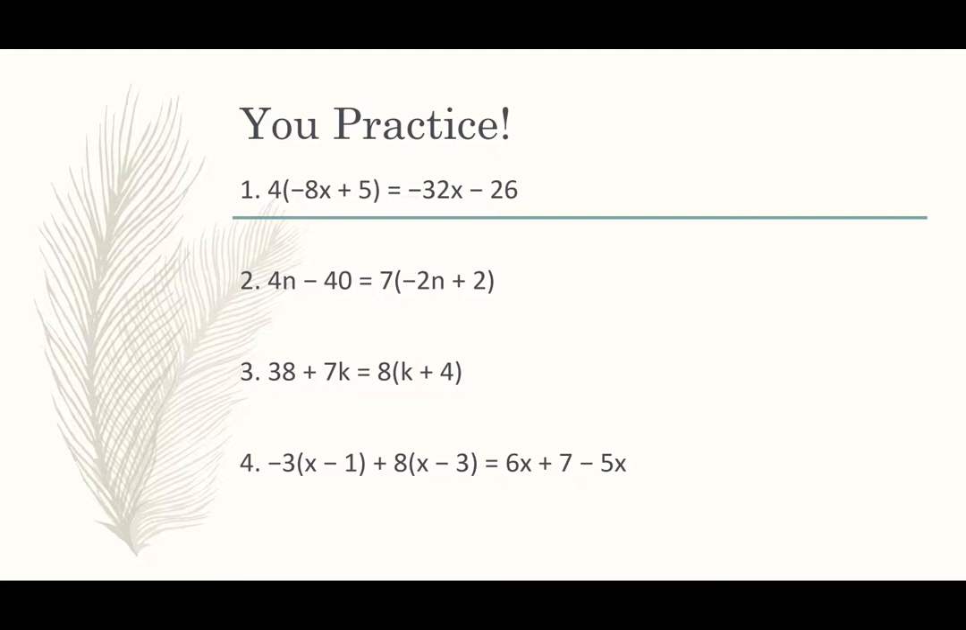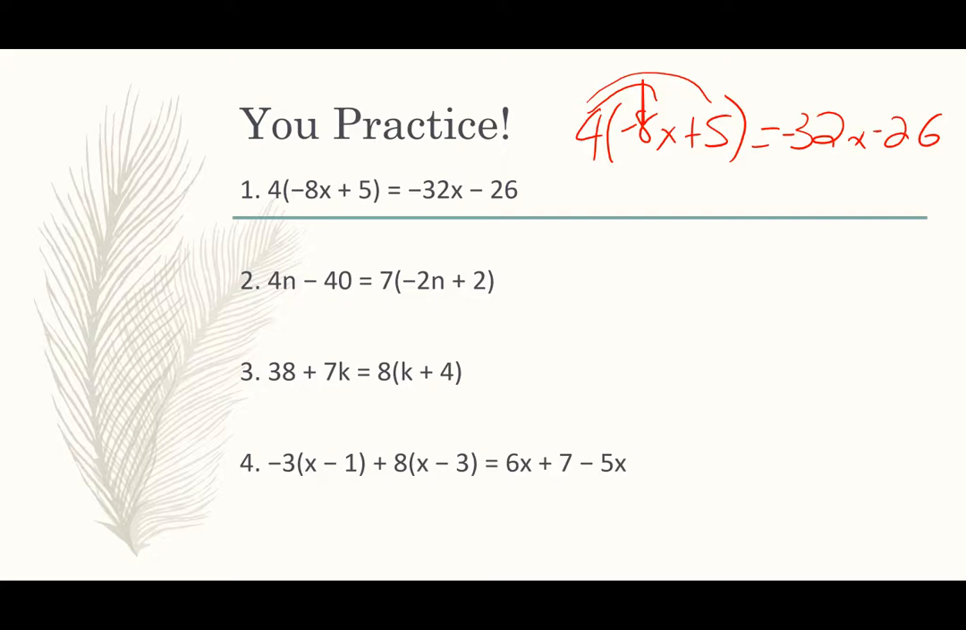Okay, so let's look at the first one. So number 1, we have 4 times negative 8x plus 5 equal to negative 32x minus 26. So very similar to the last problem, we have the 4 being multiplied to these parentheses. So I'm going to multiply the 4 to both terms inside the parentheses. Just like I did in the warm-up, I had to distribute. I'm going to distribute again here.